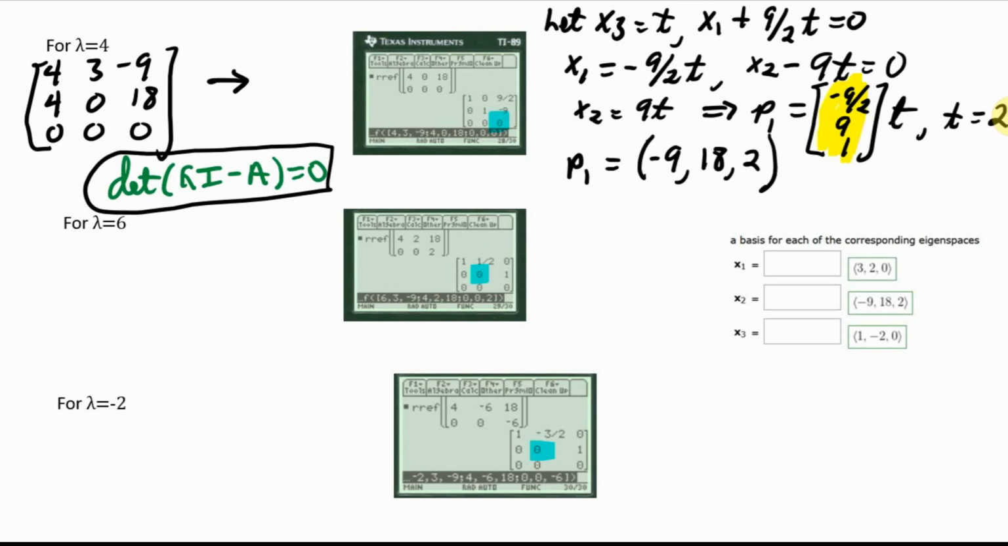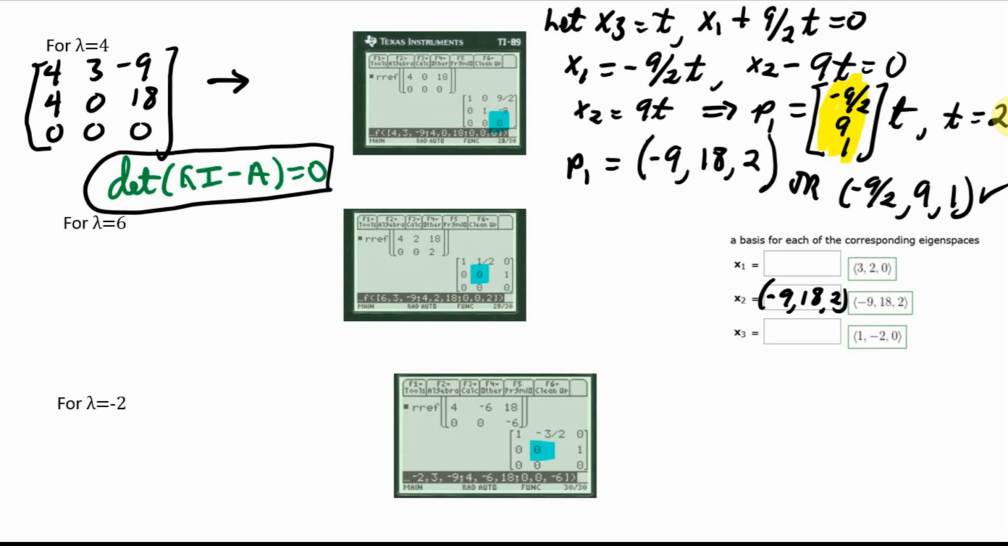And that's where I put mine out of order. I would have had the lambda equal -2 first, because it's the smallest, and then lambda equal to 4 is this number here, the -9, the 18, and the 2. Now, what if you pick -9 over 2, 9, and 1? That works too. They're all equivalent. So that's cool.